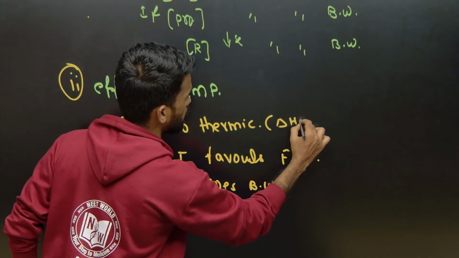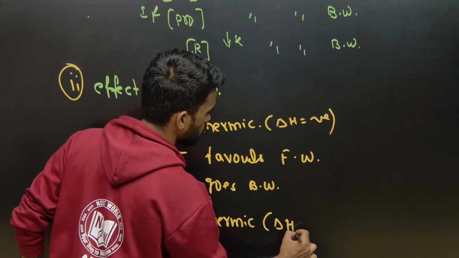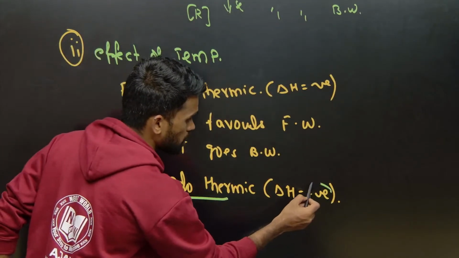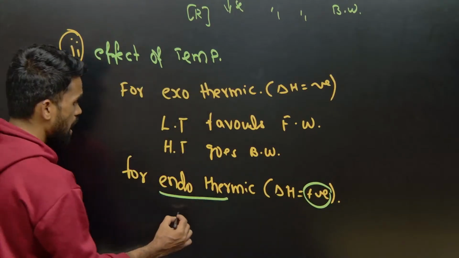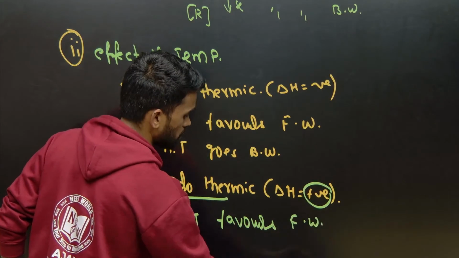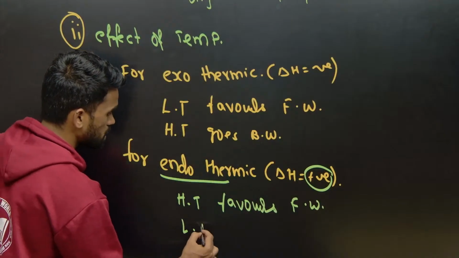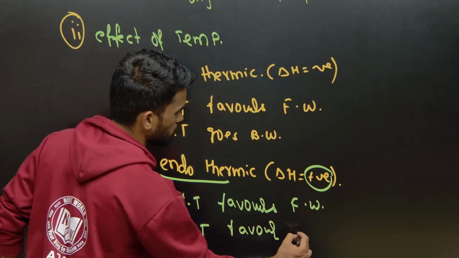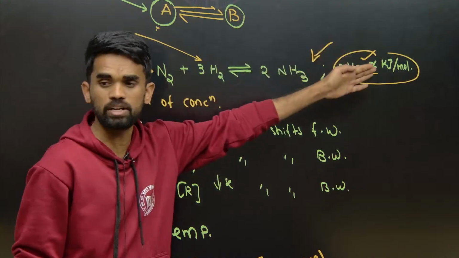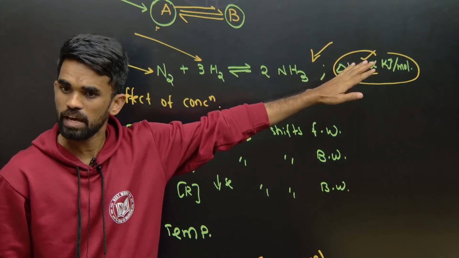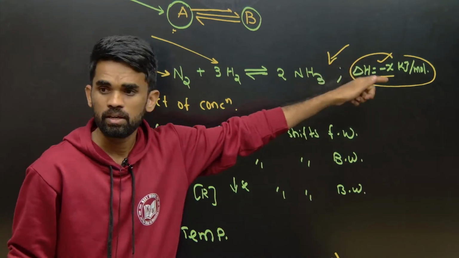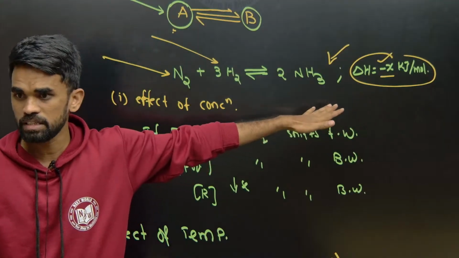delta H here is negative, here it is positive. So tell me here, for endothermic, absorption of heat favors the forward direction. It means high temperature favors forward, and low temperature favors backward. Now for this process, I have mentioned delta H is negative, so whether exothermic or endothermic? Exothermic. So ammonia production in the forward direction is favored by lowering the temperature, as per these conditions.